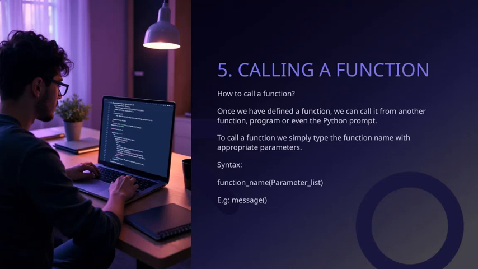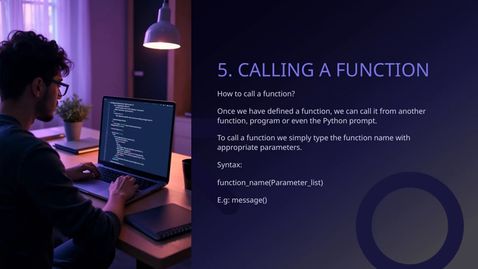So now that we've defined a function, the next step is to understand how to call it. Calling a function is pretty straightforward. Once the function exists, you can invoke it from anywhere in your program, whether that's from another function, a main program, or even directly from the Python prompt. The key is to type the function's name followed by its parameters, if it has any. The general syntax looks like function name, then in parentheses, the list of parameters.